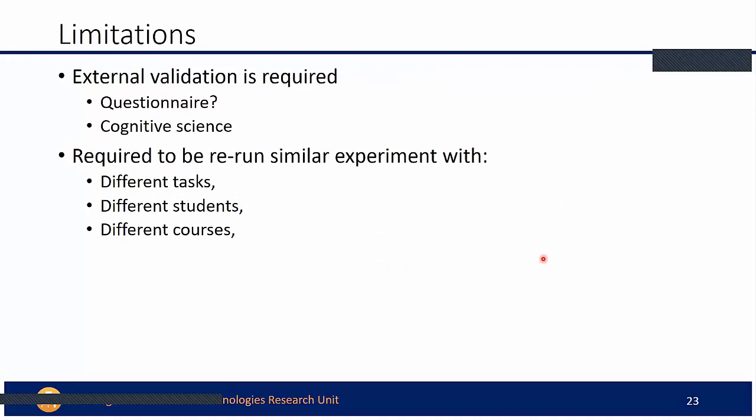Of course, this is just a short paper, so more detailed research is required to make a stronger claim about this. So there are limitations of our research. This is the last thing I would like to talk about. External validation is required, but I'm not sure if we can use the questionnaire for this, because there are also problems with questionnaires. Maybe cognitive science can help us understand these students' behaviors by using sensors, something like an eye tracker or EEG.